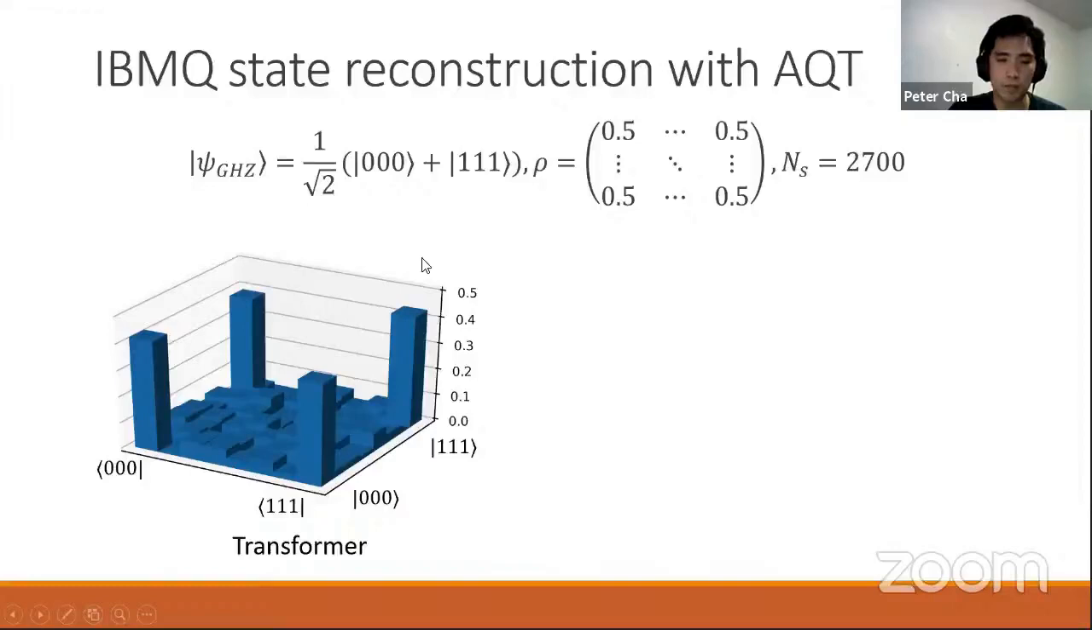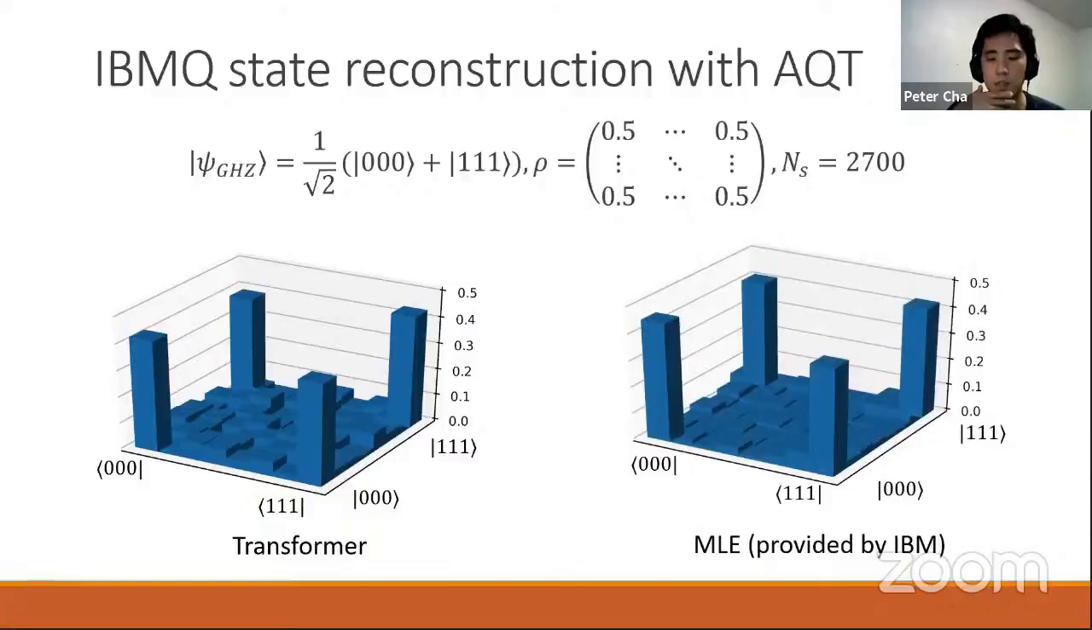We can compare this against the reconstructed quantum state that is provided by the maximum likelihood estimation method that was provided in IBM Q's software package. And we can see that the two are in good agreement, so that AQT is able to reconstruct density matrices from experimental data, in good agreement with existing tomographic methods that have been verified to work.